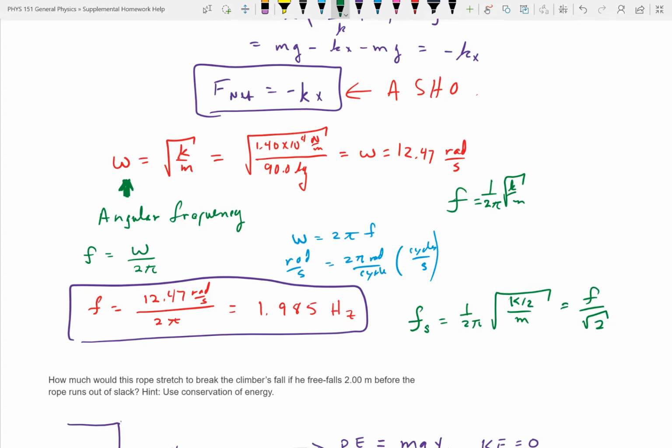Oh, you can't see up there. So when they're in series, this is for the later part. It's just going to be the answer we had before divided by square root of 2 because of the 2 right there.